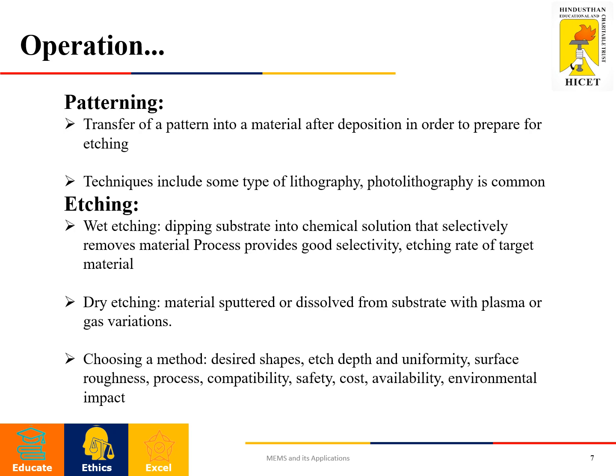Then the second one, dry etching. The material is sputtered or dissolved from the substrate with plasma or gas variations. And what are the factors for choosing the particular method, either wet or dry? Desired shapes, then etch depth and uniformity, surface roughness, process compatibility, safety, cost, availability, and some environmental impact factors.